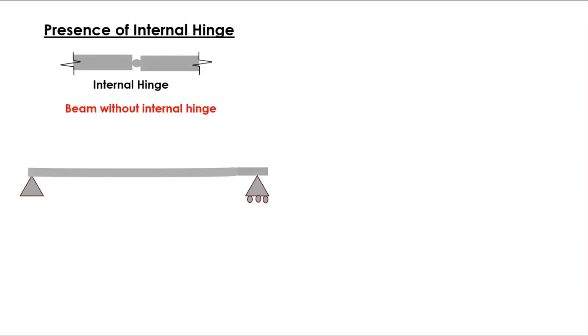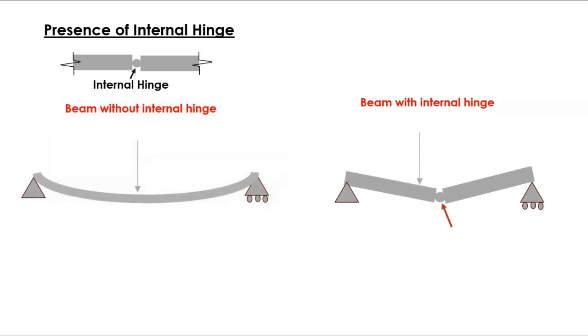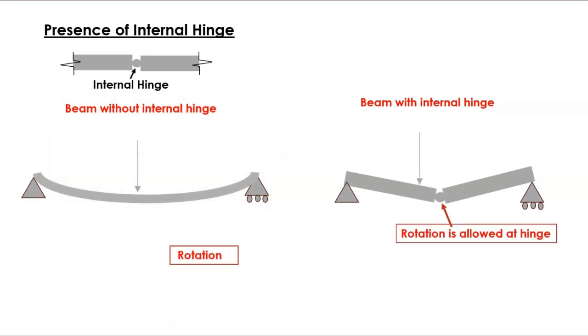Now if you look at the presence of internal hinge, it is denoted by a ball in between the sections. Now we consider a beam without internal hinge and a beam with internal hinge. And when it is subjected to loads, what will we observe? We have observed that rotation is allowed at the hinge for the beam with internal hinge.